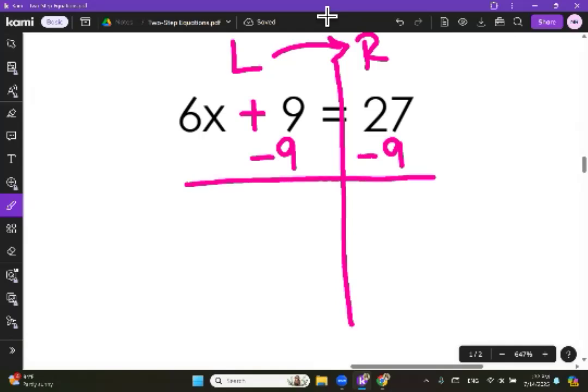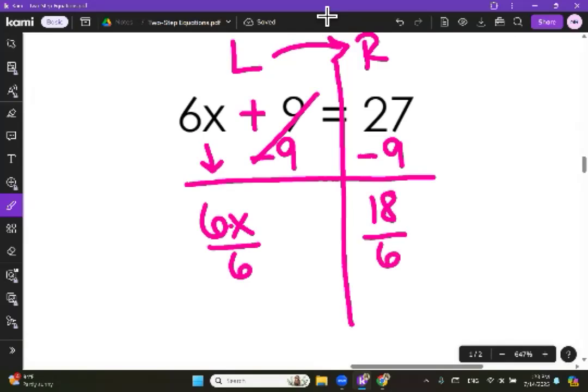Complete and clean up the step. Didn't use 6x, bring it down. 9's cancel out. 27 minus 9 is 18. Nothing connecting 6 and x, dot. Times 6 changes to divide by 6. So you get x equals 3.